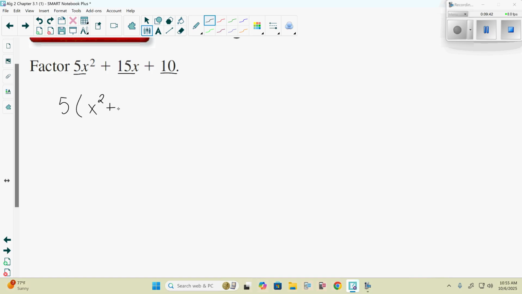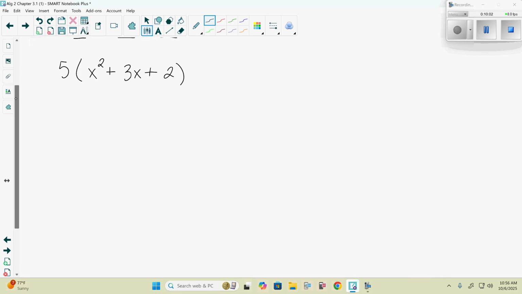So we'll still have a plus between the x squared and x. So 15x divided by 5, 15 divided by 5 would be 3, and we still have our x, plus 2. Because if we factor 5 out of 10, 10 divided by 5 is 2. Is there any other greatest common factors with our x squared plus 3x plus 2? So that takes care of step number 1.